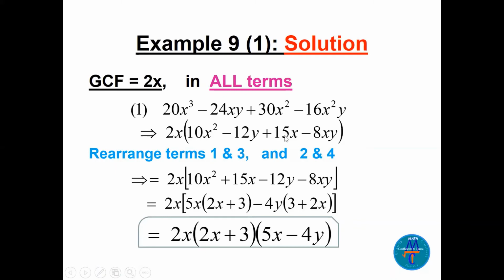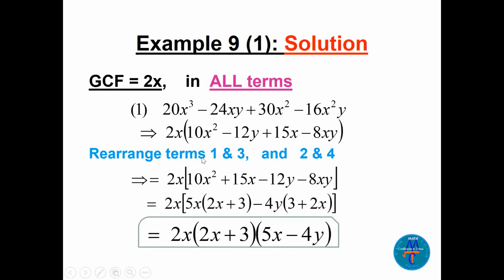Rearrange the terms. 1 and 3 I can take here. 2 and 4. See, I can put it together here. This is the first one, and the third, 15x with the sign, minus 12y minus 8xy. Now, let's see, leave the 2x. Remember, 2x is part of the answer. See the 2x here, 2x here, 2x here, 2x here. Some students, some math users, they forget this 2x. They take it out, and forget it. No, it is part of the answer.